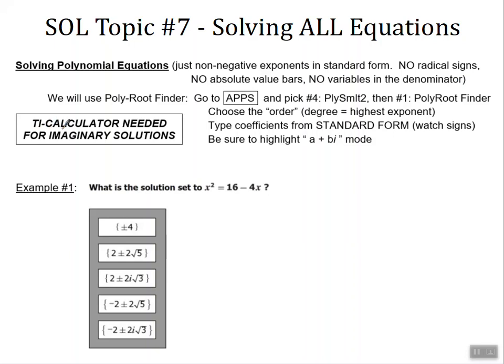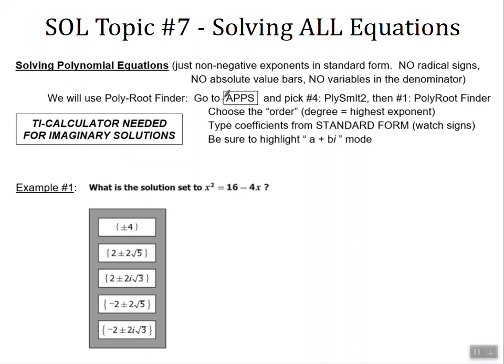We will need the TI calculator if we're looking for imaginary solutions, and there's definitely a possibility of imaginary solutions with polynomial equations. So this first part of our tutorial, we will be using the TI calculator.